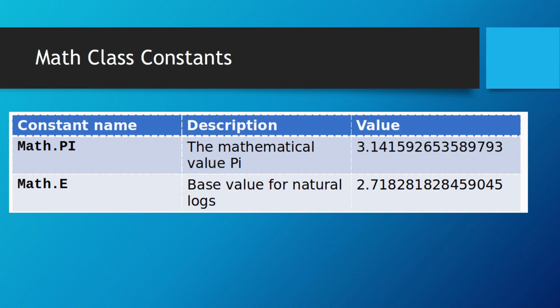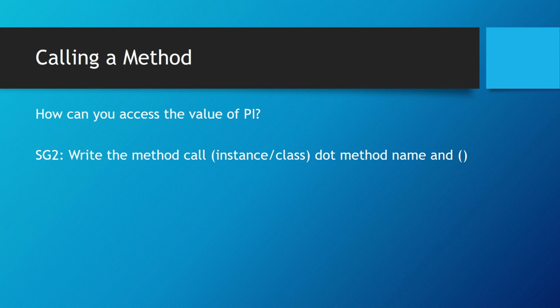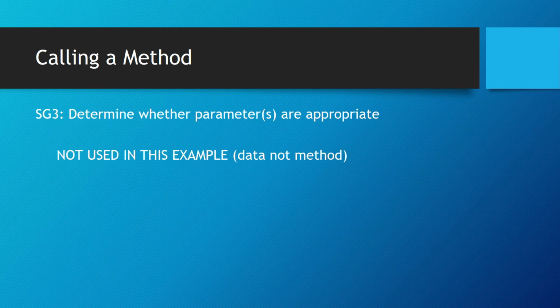Here are some of the constants in the math class that you can access: pi, and the base value for natural logs, e. For pi, we have the constant name math.pi. Note that pi is in all capital letters, indicating that it is a constant. So, to access the value of pi, we just have math.pi. There are no necessary parameters because we are calling data, not a method.